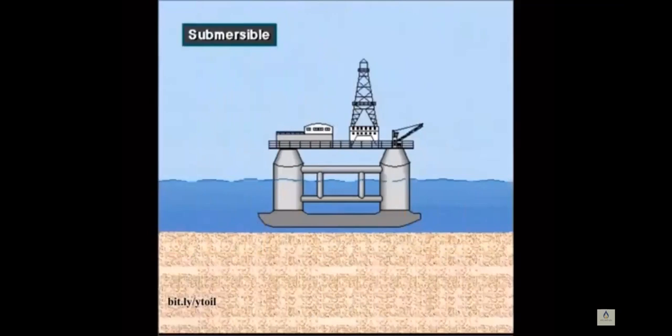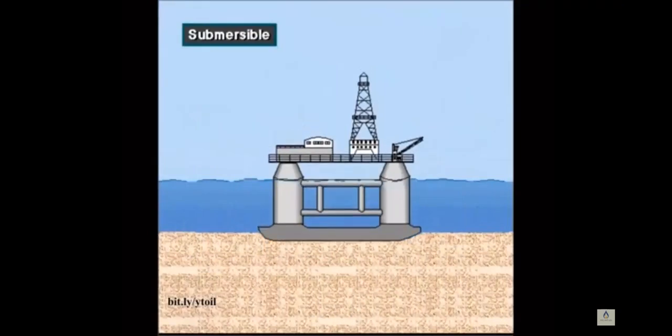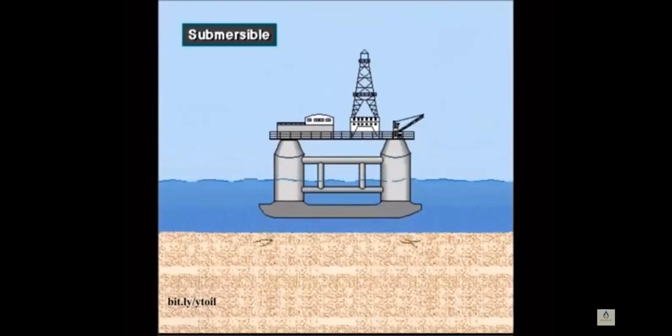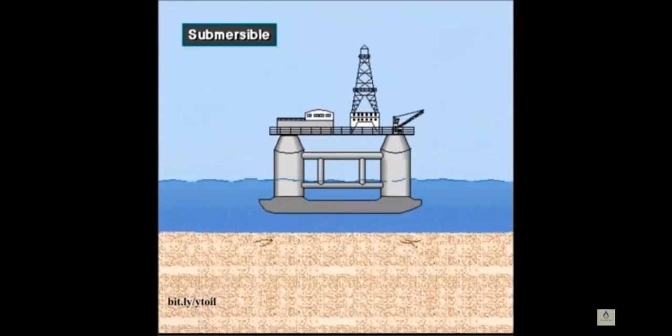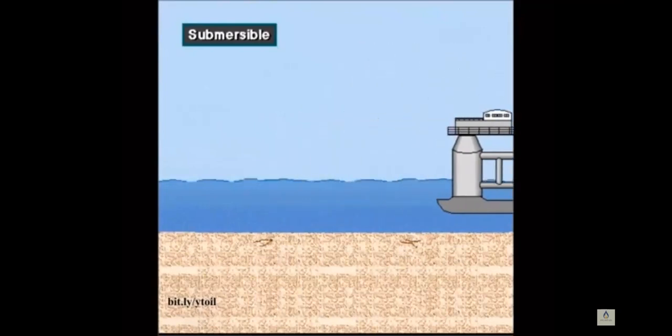A submersible rig rests on the seafloor when it is drilling. Workers flood compartments that cause the rig to submerge and rest on the bottom. When ready to move, workers remove the water from the compartments. This makes the rig float. Boats can then tow the rig to the next site.